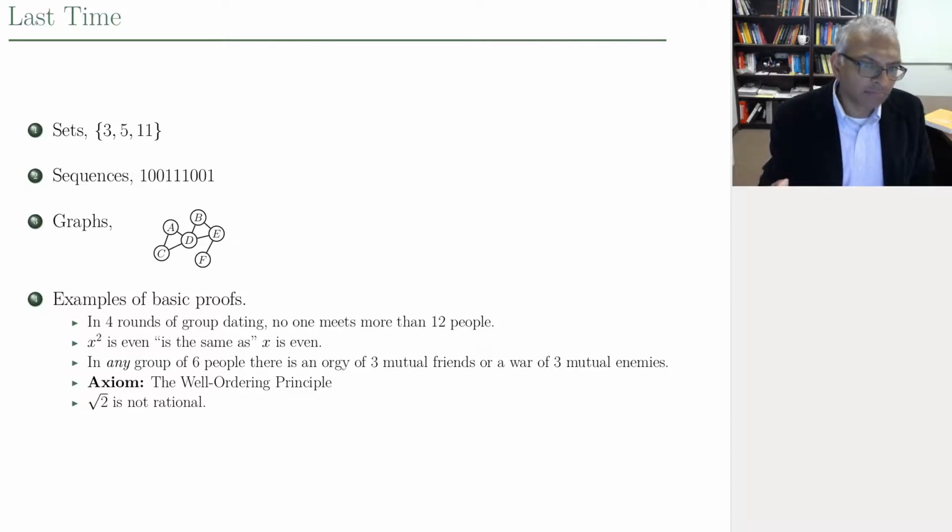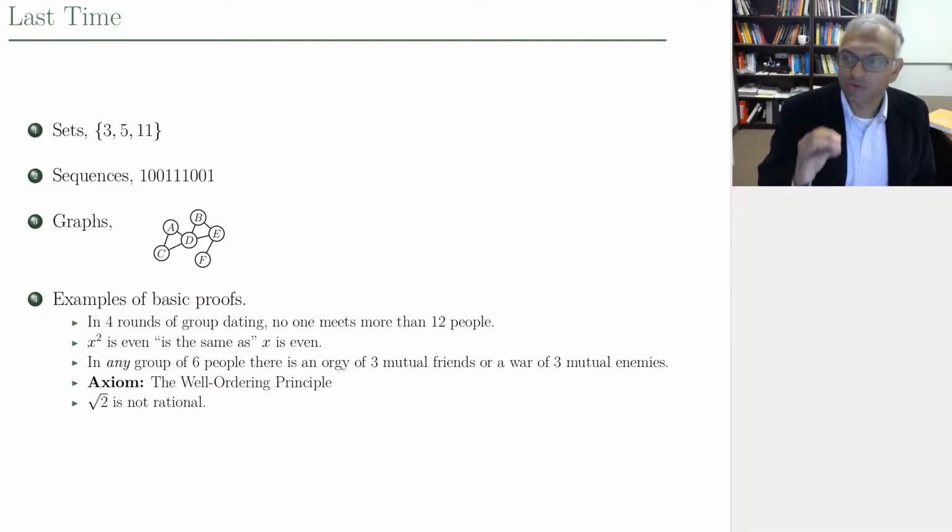The dating game. We showed that nobody can meet more than 12 people. We discussed even squares. A square is even only when it came from an even number, and even numbers give even squares. We talked about extremist parties, where you can guarantee groups of mutual friends who can have a good time, or groups of mutual enemies who can have a war. And then lastly, we introduced the well-ordering principle, this fundamental axiom that is very important for discrete math. Ultimately, it will lead us to something called the principle of induction.